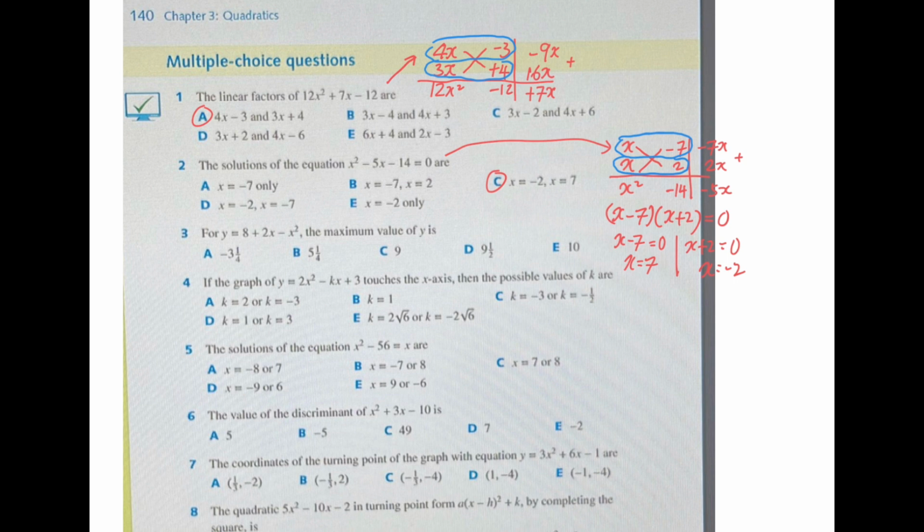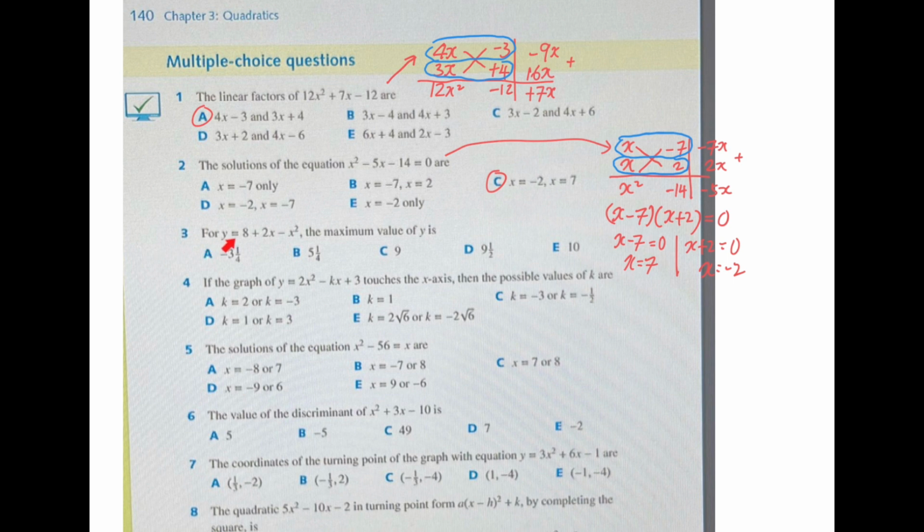Of course there is a way to double check also. You can just substitute minus 2 over here and make sure you get 0. So for example, I put minus 2 here. Minus 2 squared, I get 4. Minus 5 times minus 2, I get 10. 4 plus 10 is 14. 14 minus 14, I get 0. So that means this is correct. You can check the answer in that way, by substituting back the x values that you obtain into the equation and counting. If you get 0, that means that is the correct solution.